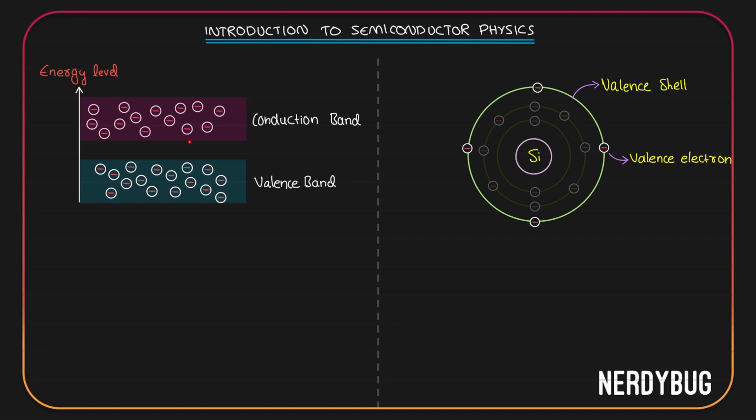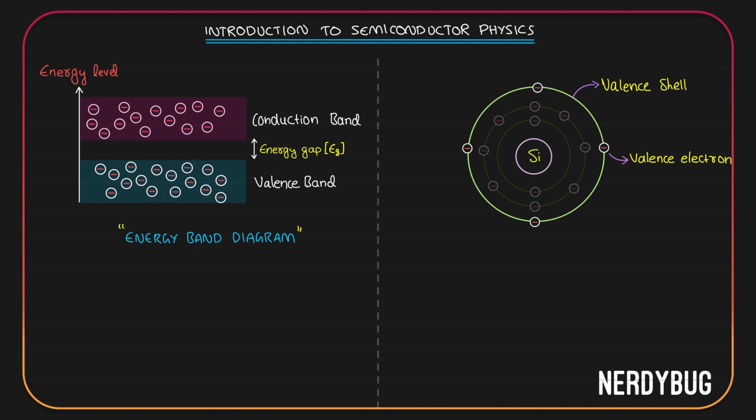You can see there is a gap between the valence band and the conduction band. There are no electrons there. That means none of the valence electrons or the conduction electrons can have energy levels that are between these two values. We call it the energy gap. This representation of energy levels of the electrons in a material is what we call an energy band diagram.